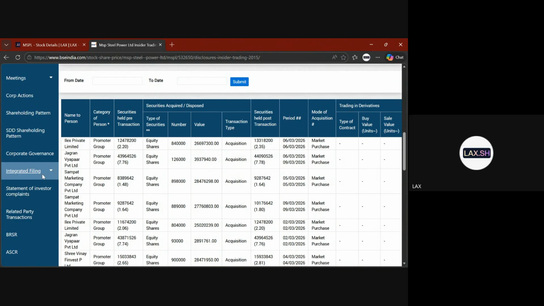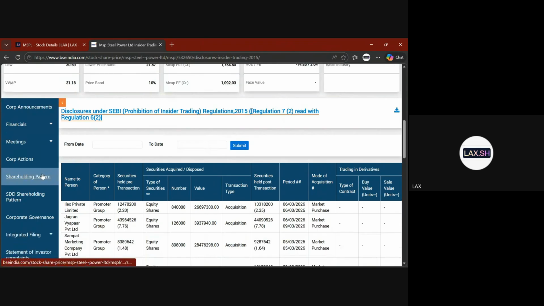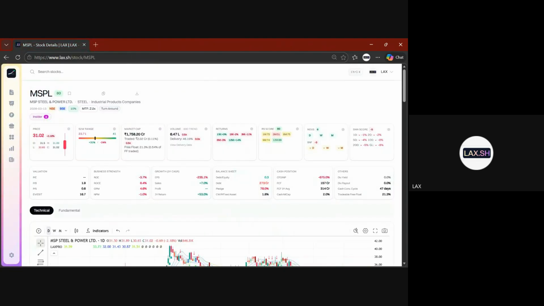But the broad point is what? That they're buying. They're buying big compared to their market cap, right? And the float is reducing pretty fast. That is the broad point. Okay.